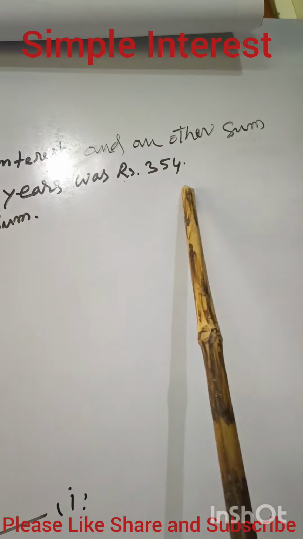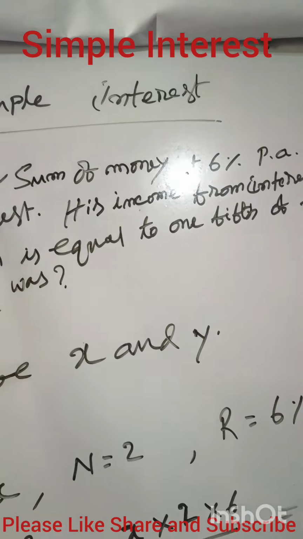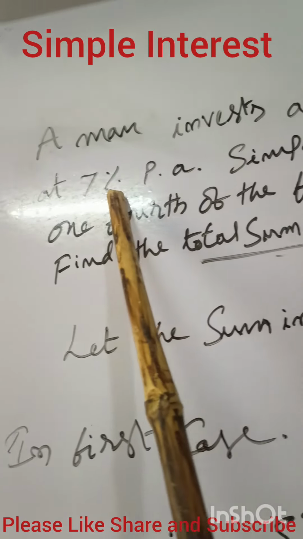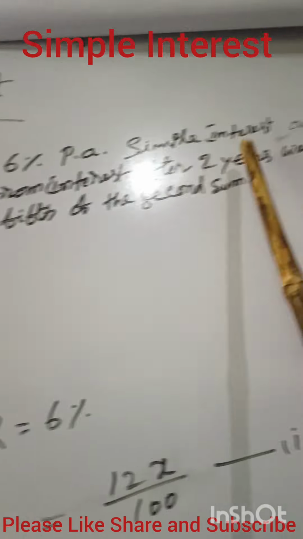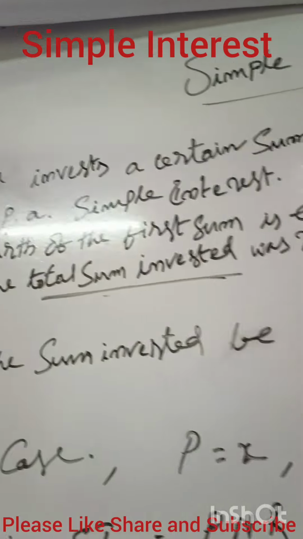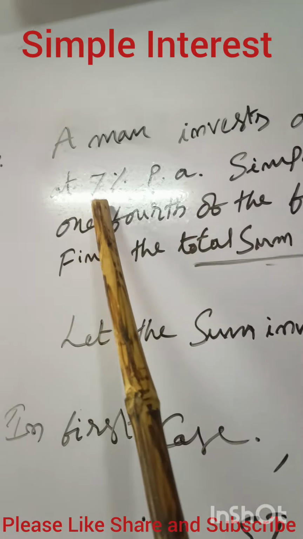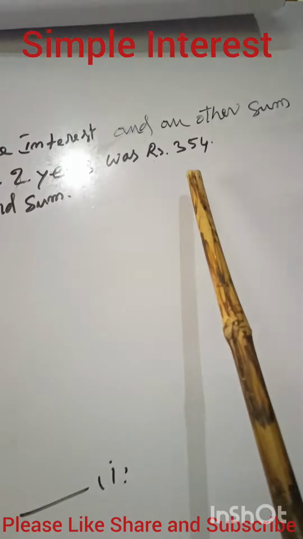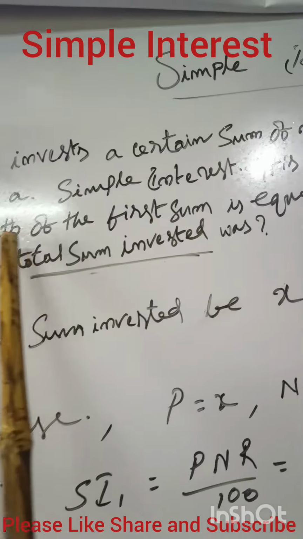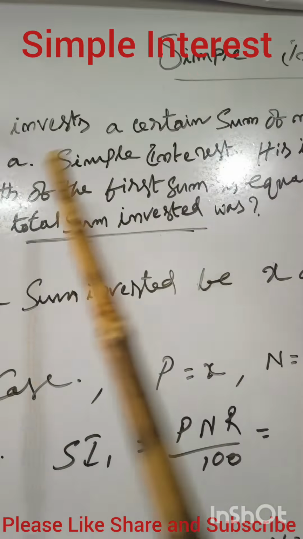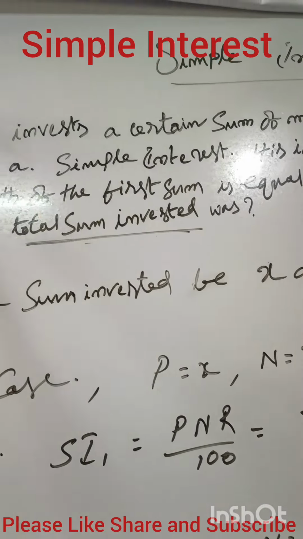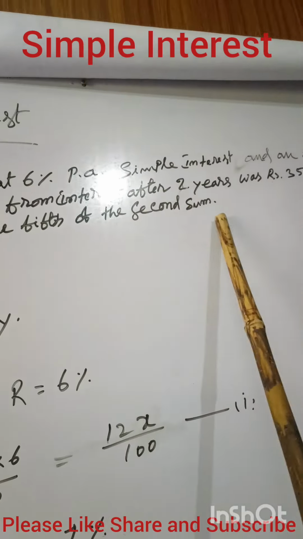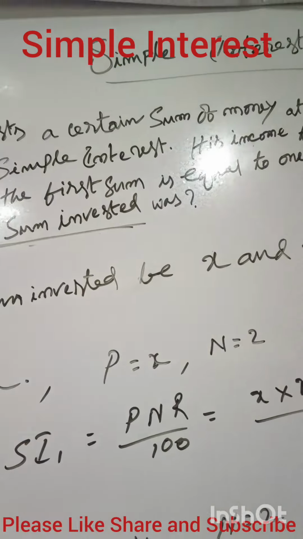It means 354 rupees after 2 years from both the ways. Here 6% interest and here it is 7% interest. He has given two amounts for 2 years at two different rates, 6% one and 7% another one. And the income after 2 years on both the investments is 354 rupees. So one more relation is given: 1/4 of the first sum is equal to 1/5 of the second sum. Okay, so that you will see later on.